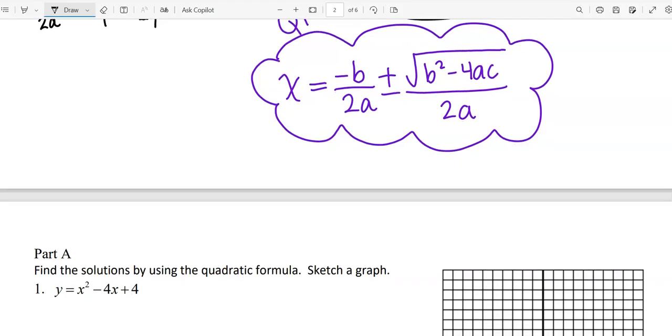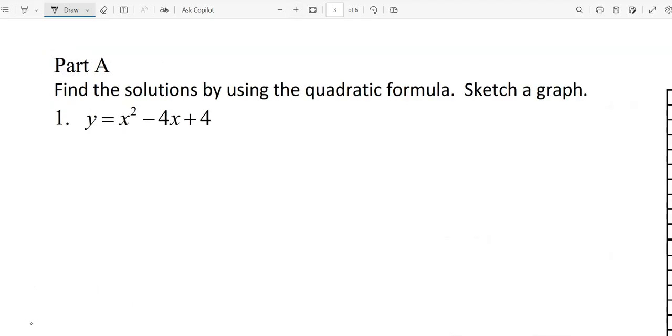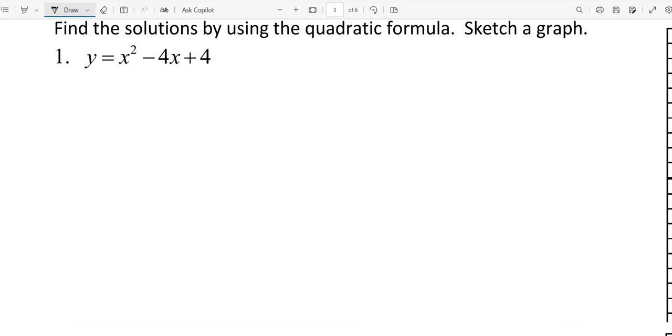You need to memorize the purple thing, but you need to know a, b, and c, right? You need to know where they come from. They only come from standard form. You can't get them from vertex form, and you can't get them from factored form. So that means if you're going to use the quadratic formula, you need to see it in standard form. What is a for number 1? 1. What is b? -4. What is c? 4.